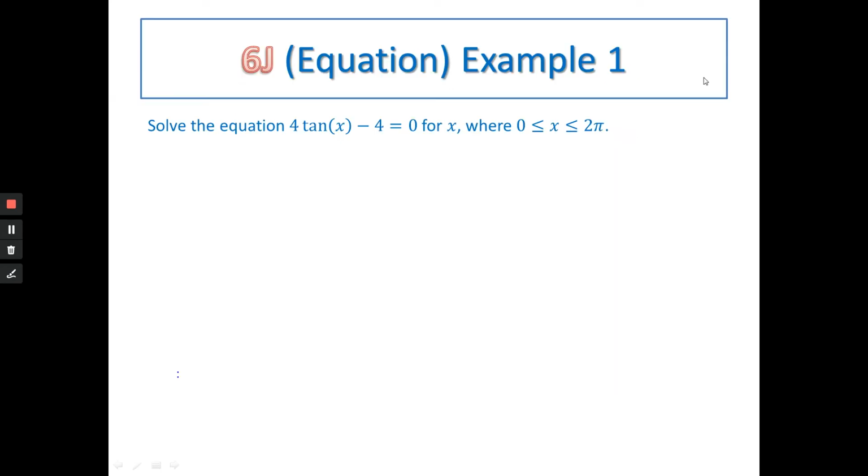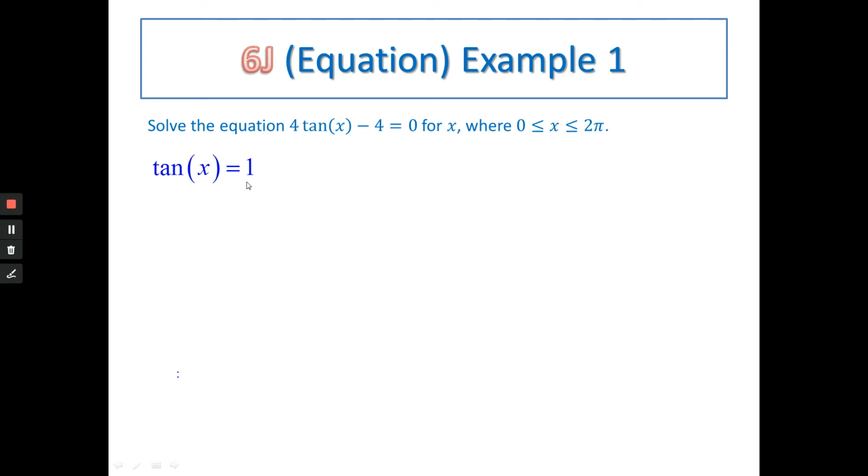The primary purpose of this video is to actually look at equations involving the tan function. In our first example, we've got the equation 4 tan x minus 4 equals 0. And we have to solve that equation for x, where x is in the domain from 0 to 2 pi, both inclusive.